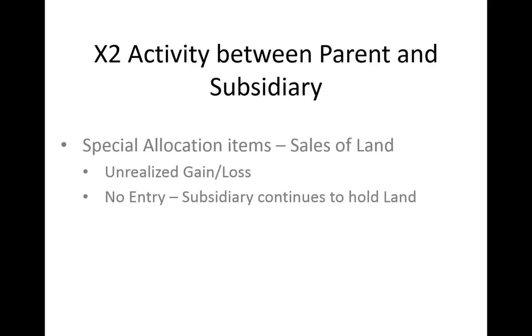The activity between the parent and the sub, obviously we have net income and dividends, but we're going to specifically address the sale of the land. There's no activity in the second year because the transaction took place in year 1, so there's really nothing to do in year 2 or 3 until the parent sells the land, and we'll address that in year 4, and we see that a few slides ahead.